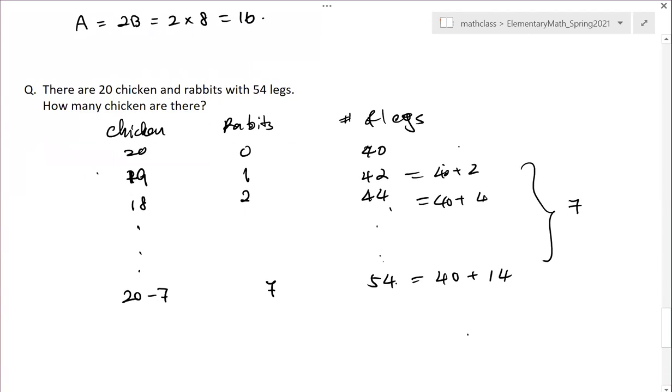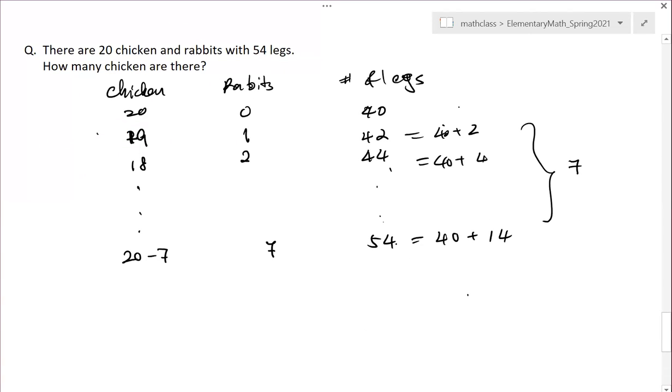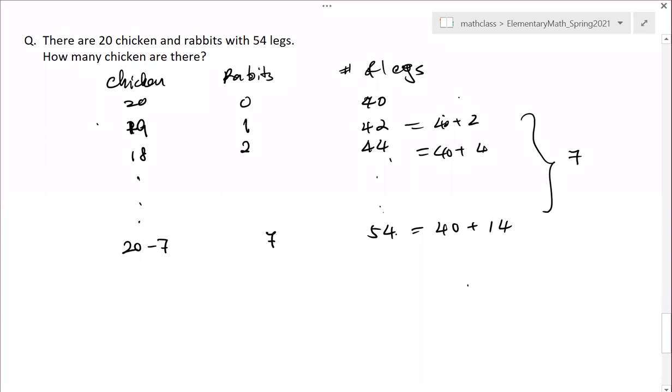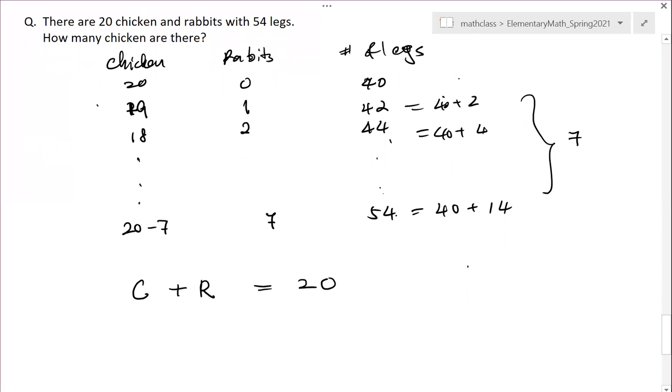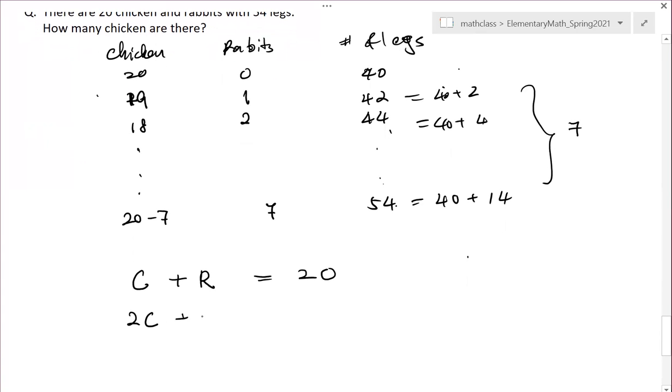Another way I want you to figure out is, gradually you're going to understand abstract mathematics, and you will see the power of the equations you're going to learn. Okay, C represents the number of chickens, R represents the number of rabbits. In total there'll be 20, right? But each chicken contributes 2 legs. Each rabbit contributes 4 legs. So the number of legs will be 54. Now the problem is, how do you get C and R?